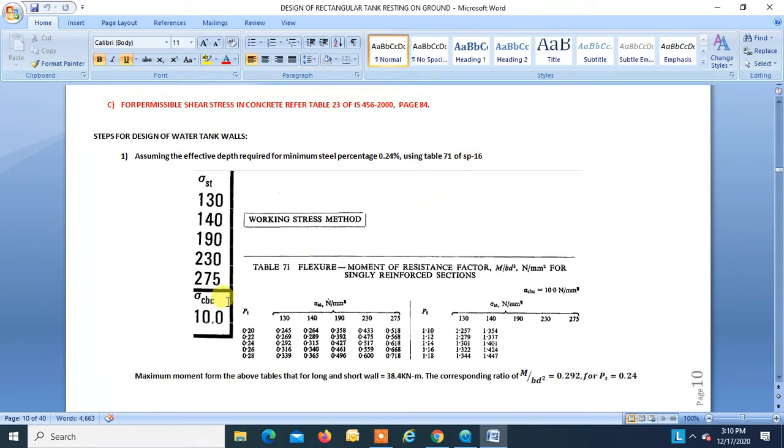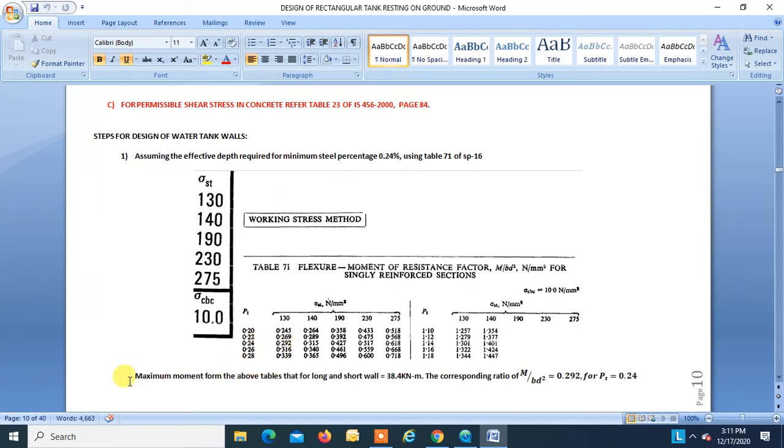We are using Table 71 because our grade of concrete is M30, and for M30 sigma CBC is 10. This is the working stress method. We are taking minimum steel in walls as 0.24. For 0.24 percentage, and our sigma ST equal to 130, that is for HYSD bar, the corresponding ratio M by BD square is 0.292.